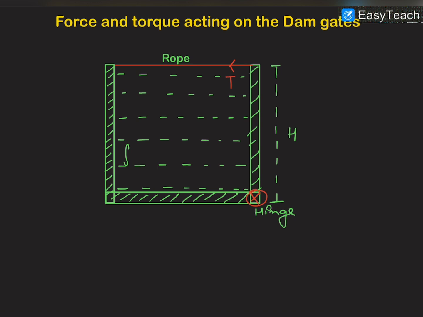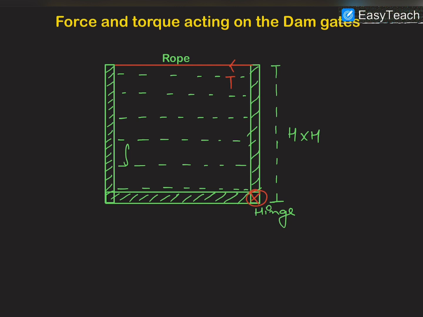In this situation, you can see that there is a container which has a square wall. This wall is in the form of a gate. It can open like that. This is the hinge, and this gate is being prevented from opening by this rope which is connected to this fixed wall. So we have to find out the tension in the rope.